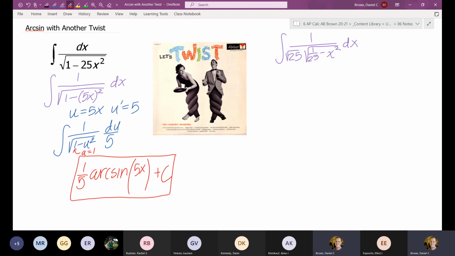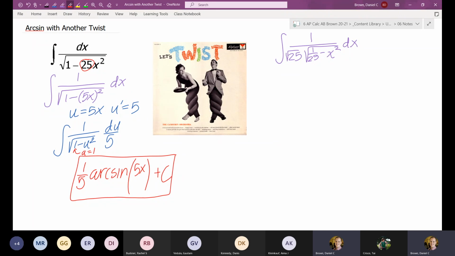The other method is, again, just kind of force out the u sub. Well, how do you force out the u sub? You're like, man, I really wish this 25 was not there. How do you make it not there? You factor it out. So when I factor it out, that's going to turn into 1 over 25 minus x squared. Do be careful here.